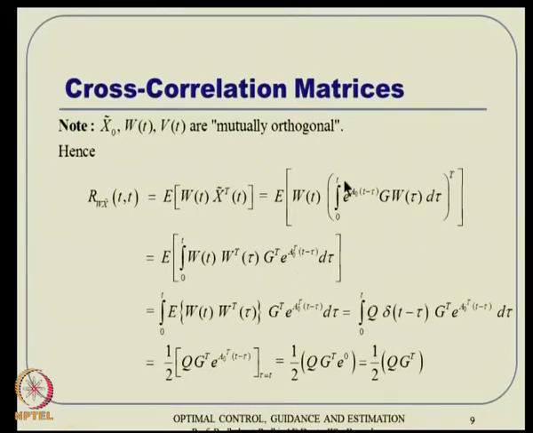nothing but the transpose I can take inside now, but the sequence will be reversed, and this I can attempt to put inside, because this is an integral from 0 to t. So W of t is not a function of tau really. It's like a constant with respect to this integral, so I can keep it inside. That is what is done here. W of t is taken inside.